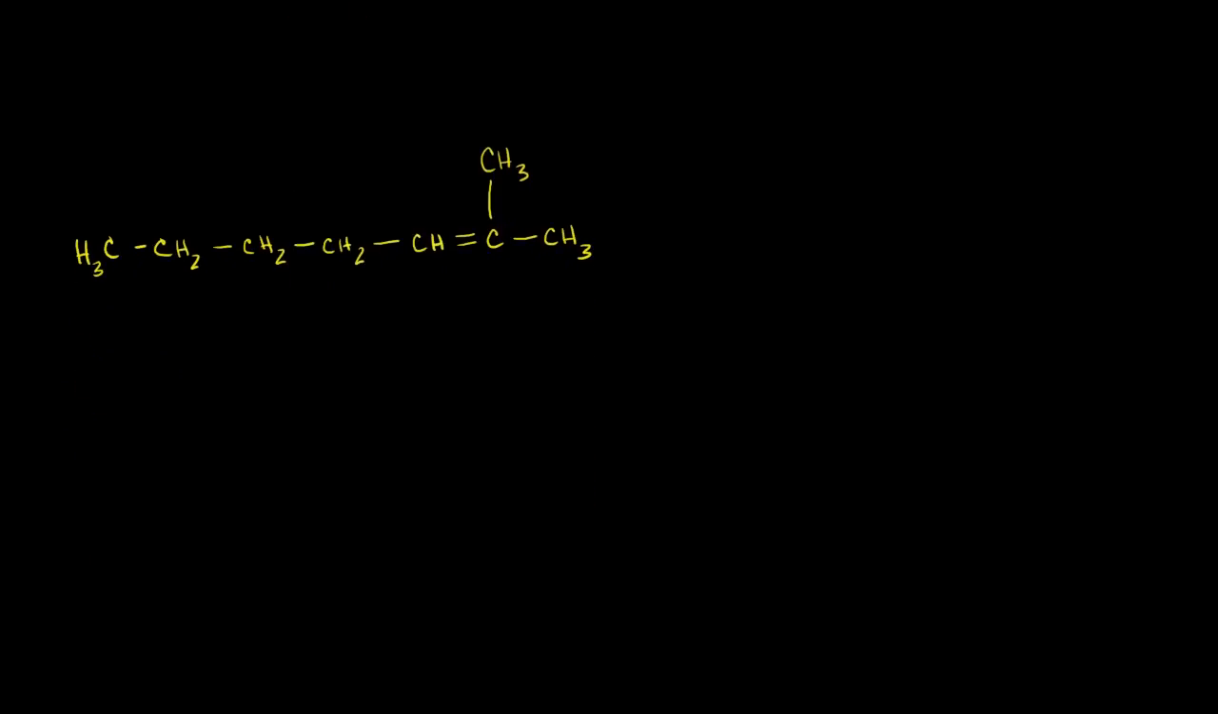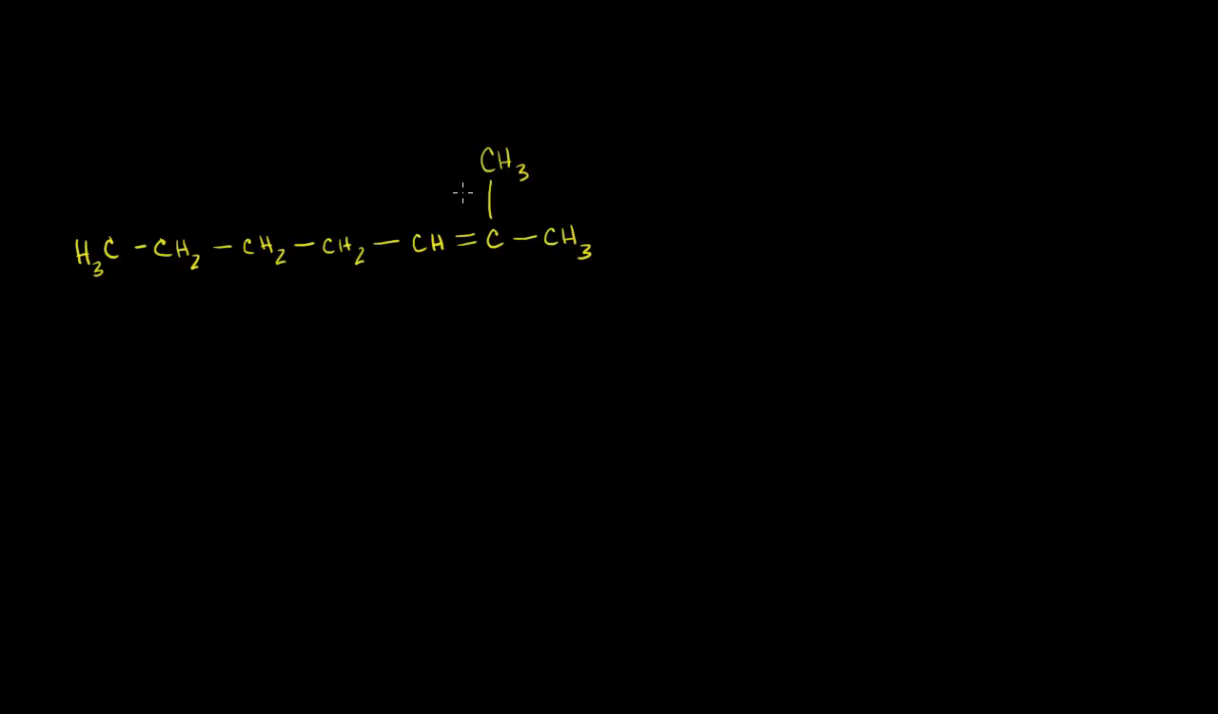So first of all, what is our longest chain of carbons? We have 1, 2, 3, 4, 5, 6. And we could go in either direction. It doesn't matter. 7 carbons or 7 carbons. And let's start numbering closest to the double bond. The double bond actually will take precedence over any other groups that are attached to it.